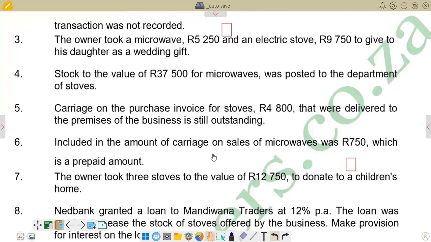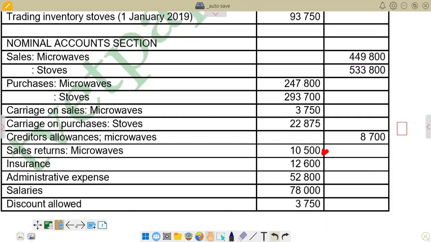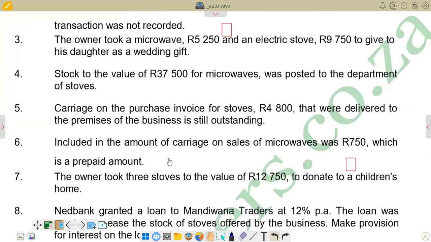Go to 6: included in the amount of carriage on sales of microwaves was 750 rands, which is a prepaid amount. A prepayment or a payment in advance, remember, we subtract, as it doesn't belong to this period, as we are trying to comply with the matching principle or the accrual principle. So we subtract 750 as a prepayment. The carriage on sales for microwaves, 3,750 minus 750 for the prepayment, then we get the net figure. So let's go to the answer section.